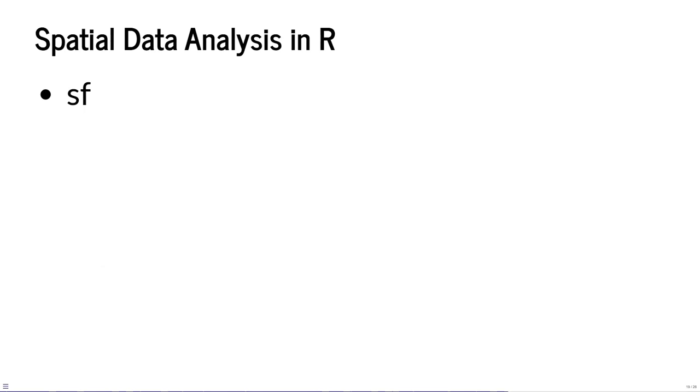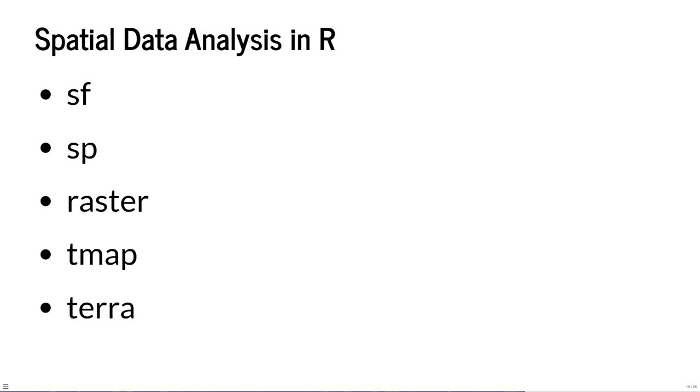This works with vector data. SP is a classical spatial analysis package. Raster handles raster data. TMAP is suitable for thematic mapping. Terra is an R package that we use for spatial data analysis. GStat is also a package that we can use for spatial data analysis. If you are looking for packages for spatial data modeling or kriging, I recommend you using SF, SP, and GStat.